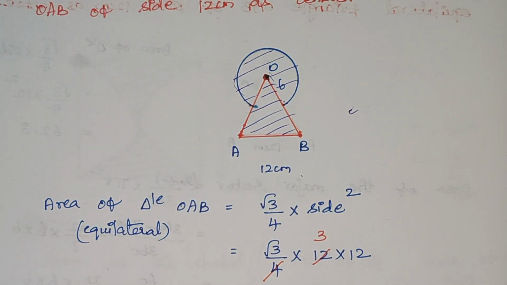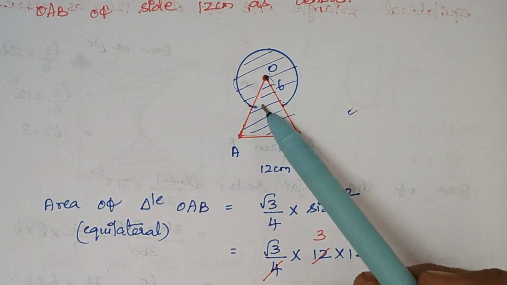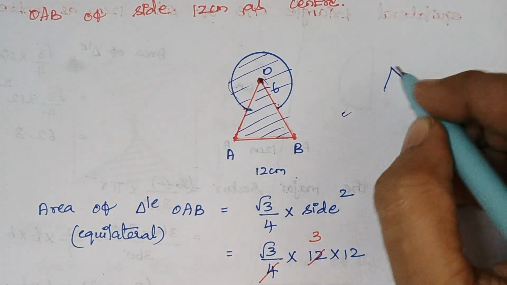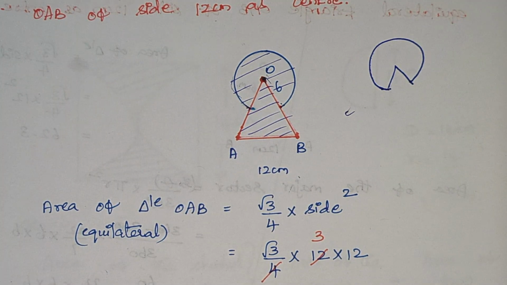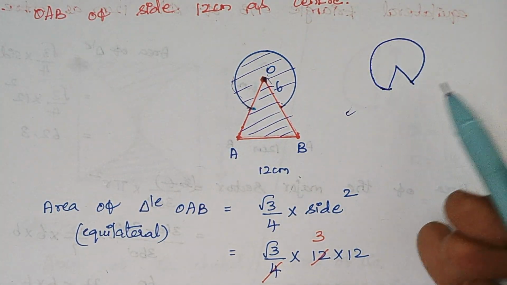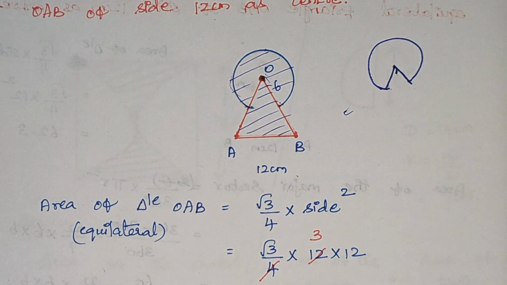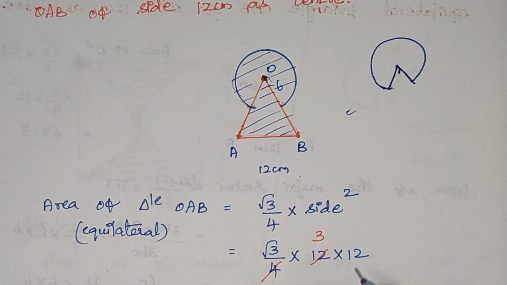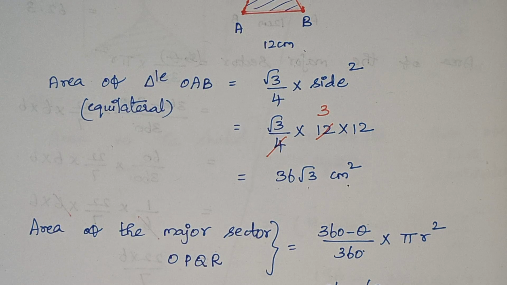And now we have to find the area of this part, right? So how can we call this part? You see it is enclosed by 2 radii, so I'll draw it separately. Here we have to find the area of this portion. So obviously we can call this a sector because here we have 2 radii and the corresponding arc between them, right? So what is the formula to calculate the area of the major sector? The formula is 360 minus theta by 360 into pi r square.